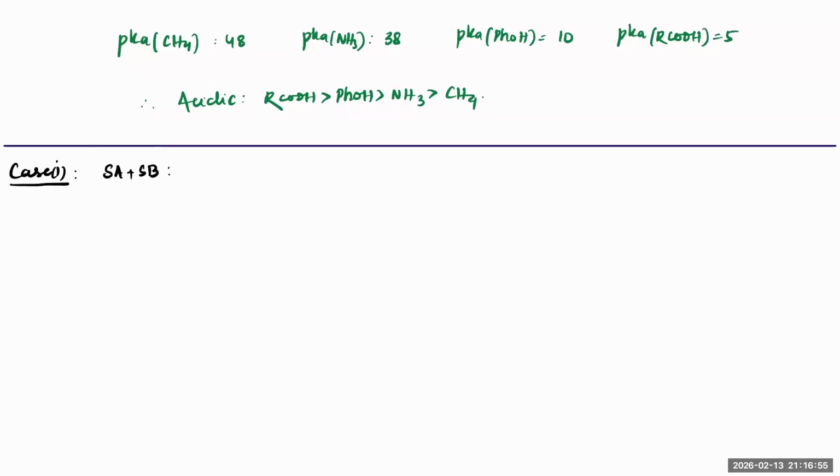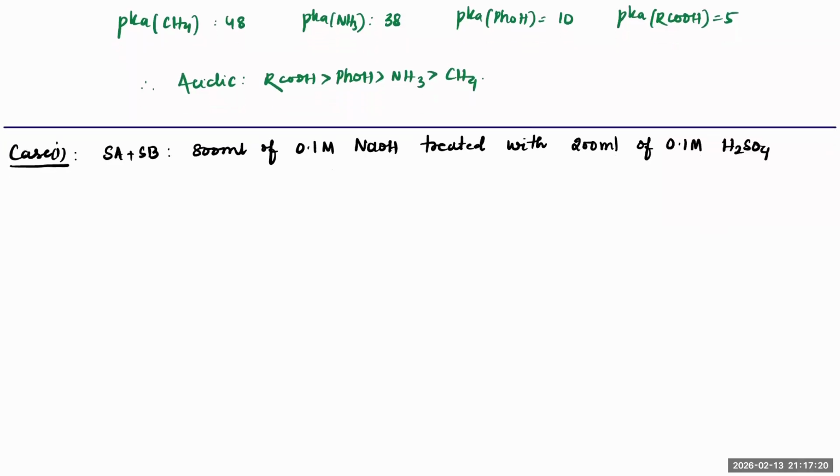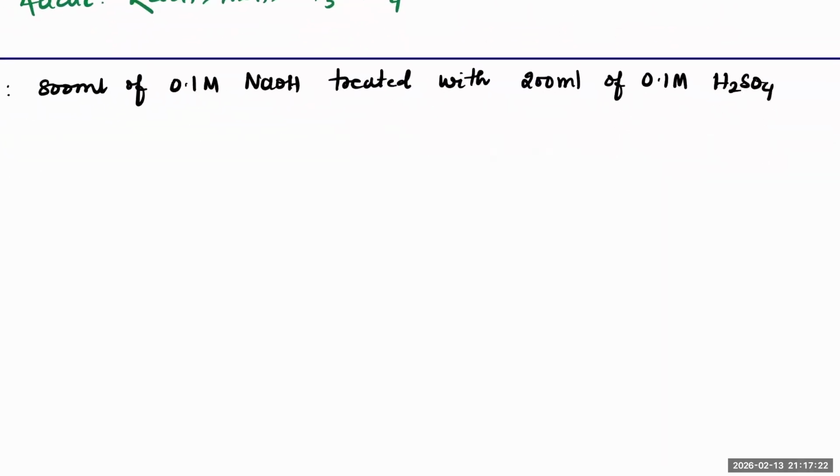Let's see. Suppose I have 800 ml of 0.1 molar NaOH, treated with 200 ml of 0.1 molar H2SO4. You don't have to write the question, just understand it and solve it along with me. Okay.